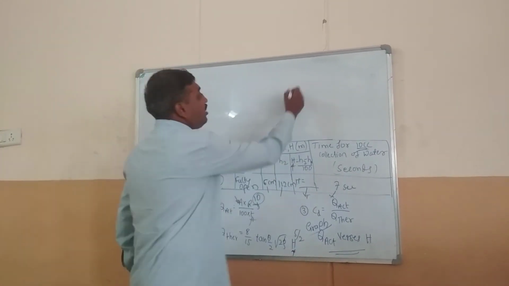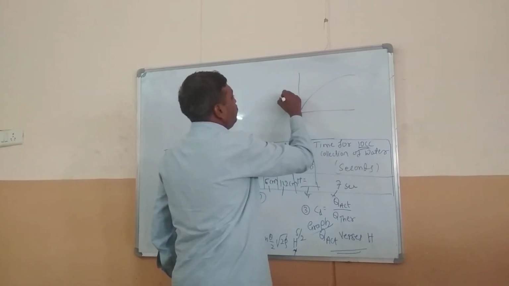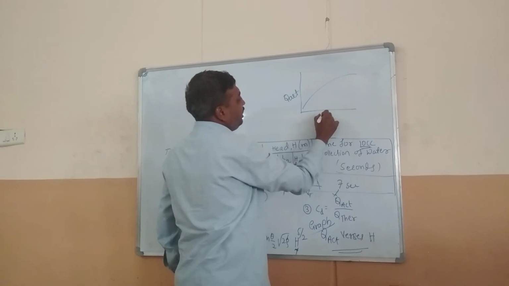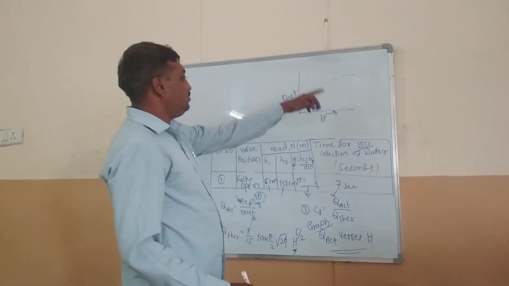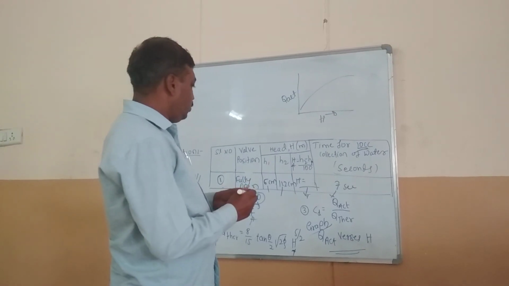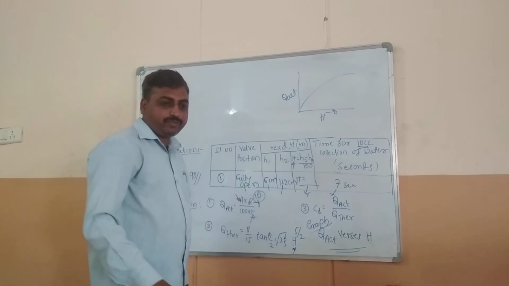Once we get all these values, we can draw the graph. The nature of the graph will be like this: Q actual divided by H. You can go through the calculations and find out the things. Thank you all.